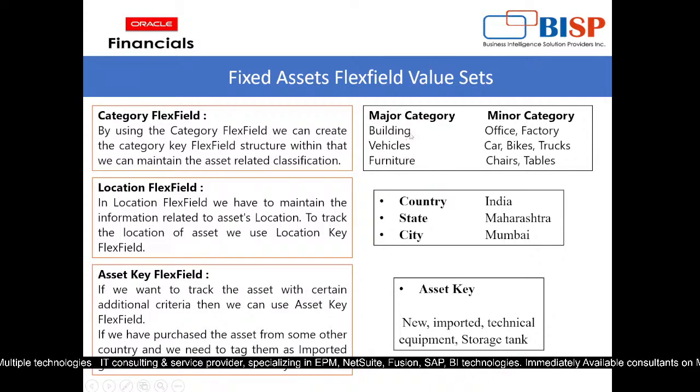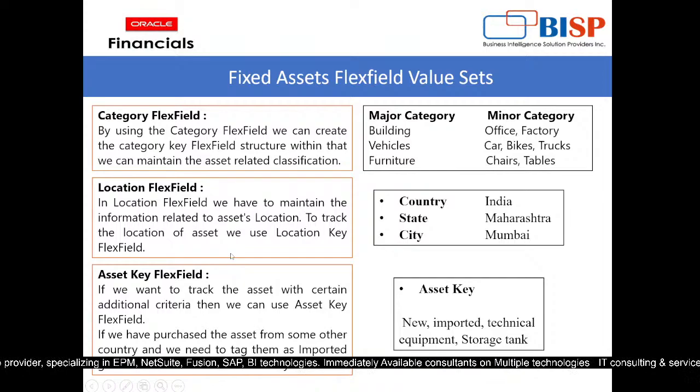So if you select building, the options that will come will be office and factory. If you select vehicle as a major category, car, bikes, truck can be your minor categories. Likewise for furniture, you can have minor category values as chair, tables, etc. You can have a maximum of 7 segments, like major, then minor, then sub minor, and likewise based on your client's specification.